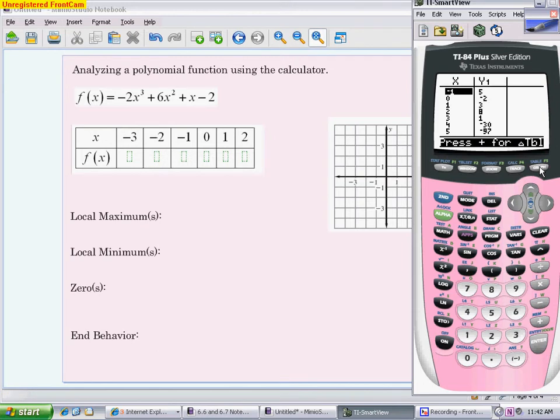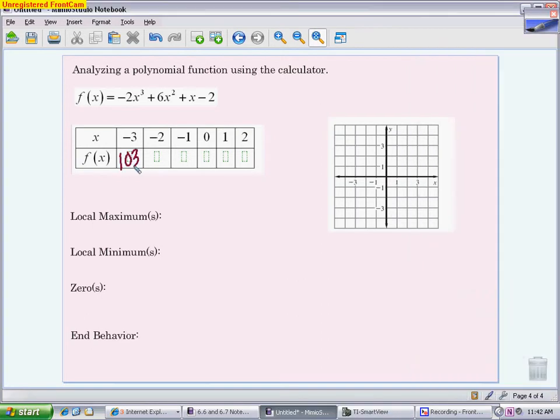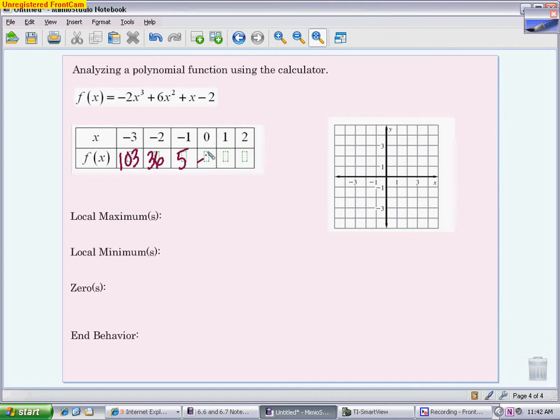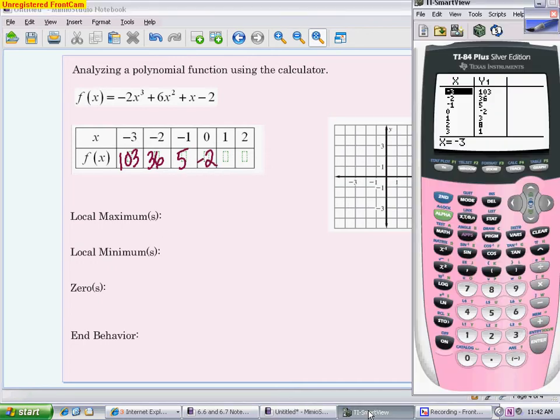Now I want to go back to -3, so I'm going to hit my up arrow a couple times. And now I can see everything in my table that I want to fill in. I can see that -3 goes with 103, -2 goes with 36. So I'm going to start filling this in. Not necessarily that I'm going to graph all those points in my graph, but it gives you an idea of what's happening. -1 goes with 5, 0 goes with -2, 1 goes with 3, and 2 goes with 8.